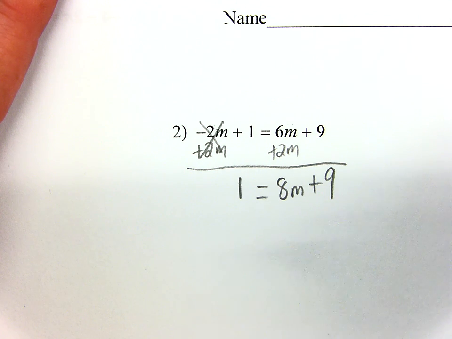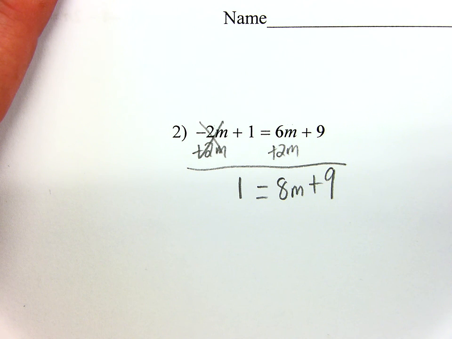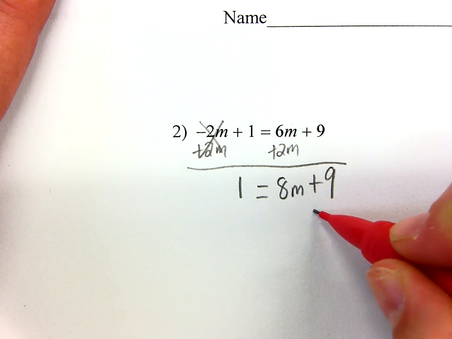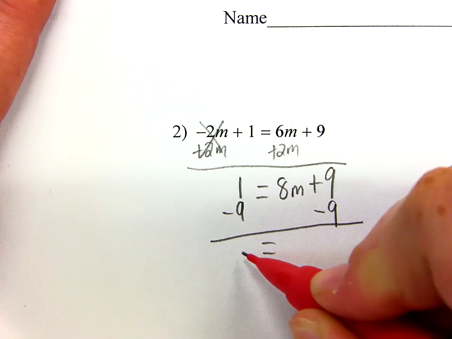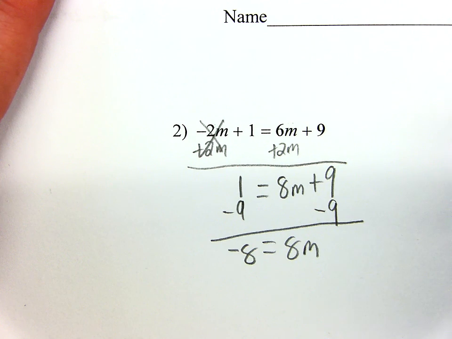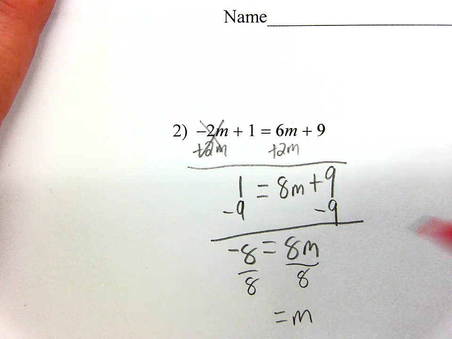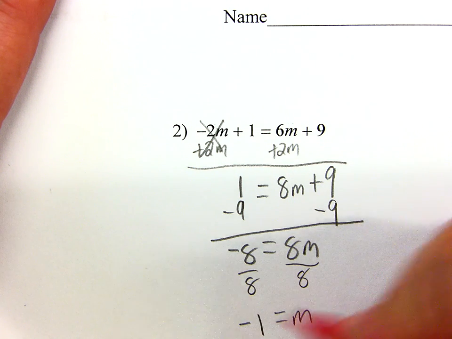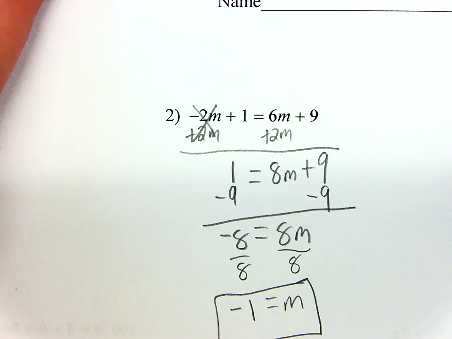And now, guys, once you've done that one step, now it's just like a quiz problem that you could have just done. So what would you do? You should subtract 9 on both sides, and 1 minus 9 gets us negative 8 equals 8m, and then all I have to do is divide by 8. So my final answer is negative 1. Correct.